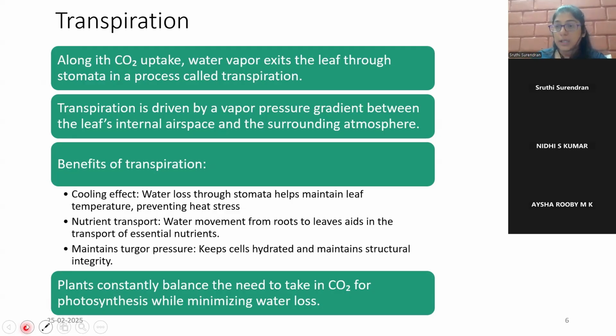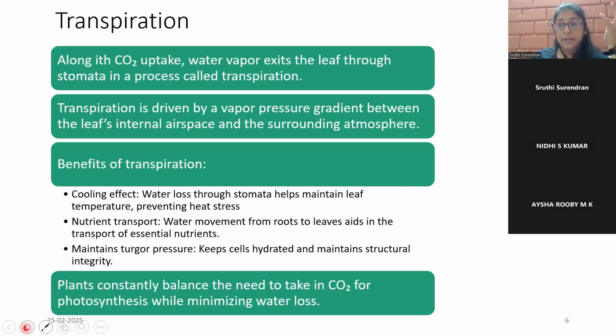Now, another totally different process that involves gas exchange is the exchange of water vapor between the atmosphere and the leaf. This process is called transpiration, where water is not taken in by the leaves, it is lost from the inside of the leaf. Water vapor is going out into the atmosphere through tiny pores called stomata, and this process is called transpiration.